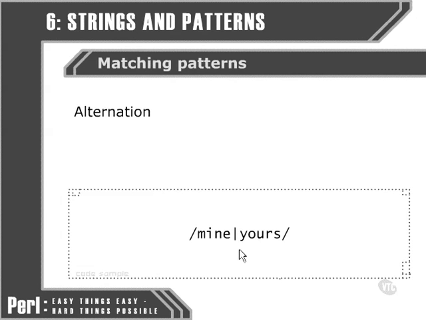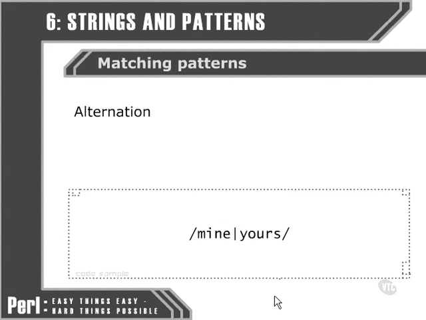We're here using the pipe character, a straight up and down character, to show two alternatives within our pattern. We're either going to match for mine or we're going to match for yours. You'll notice that it's the whole words that we're specifying either side of the pipe that are the alternatives.